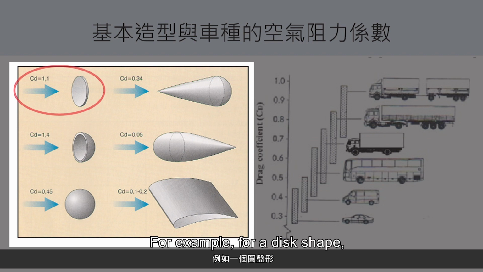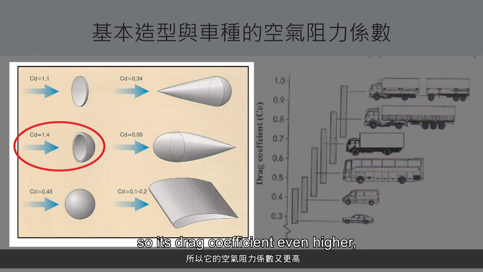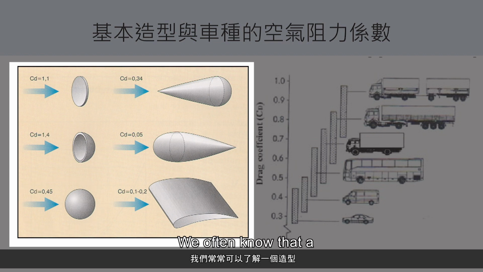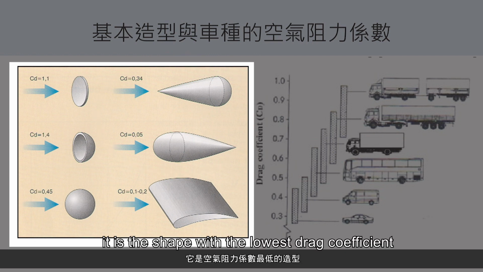For example, for a disc shape, its windward area is very large, so its drag coefficient is very high, which is 1.1. If it were a high concave hemisphere, its surface area is even larger, so its drag coefficient is even higher, reaching 1.4. This sphere below has an air drag coefficient of 0.45. We often know about a shape called a drop shape, and you may often hear that it is the shape with the lowest drag coefficient.